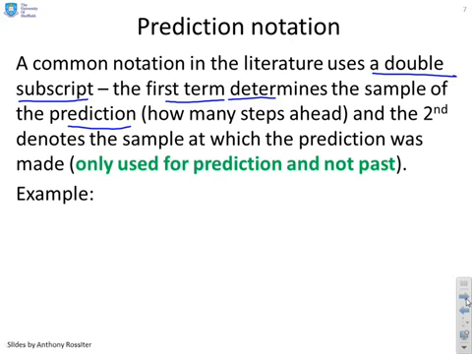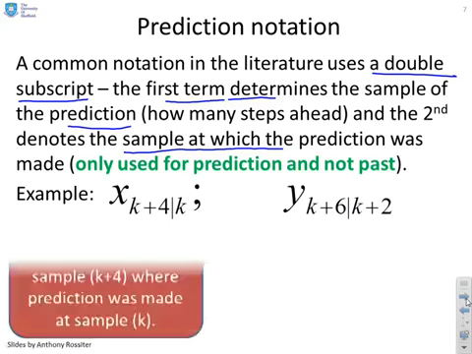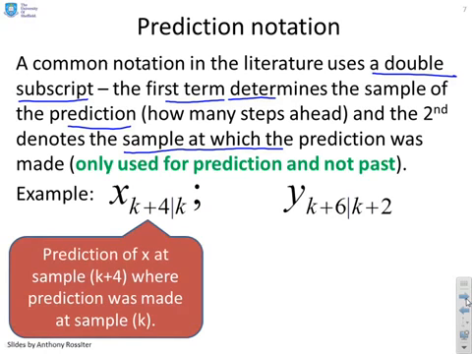Now the second number in the subscript denotes the sample at which the prediction was made. And so you'll see this double notation only where a variable is in the future. So here's an example. If I write x_{k+4|k}, what that says is I'm making a prediction of x at sample k+4, and I'm making the prediction at sample k. So that's a 4-step ahead prediction made at sample k.